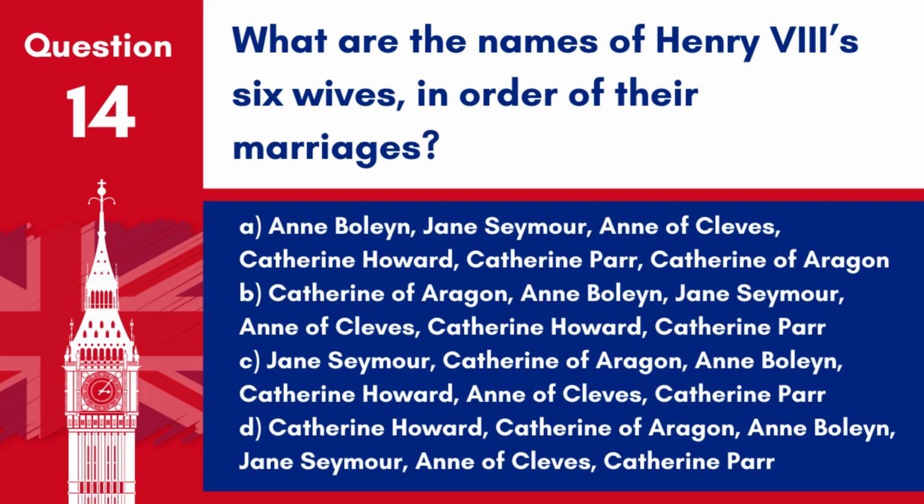Question 14. What are the names of Henry VIII's 6 wives in order of their marriages? A. Anne Boleyn, Jane Seymour, Anne of Cleves, Catherine Howard, Catherine Parr, Catherine of Aragon. B. Catherine of Aragon, Anne Boleyn, Jane Seymour, Anne of Cleves, Catherine Howard, Catherine Parr.